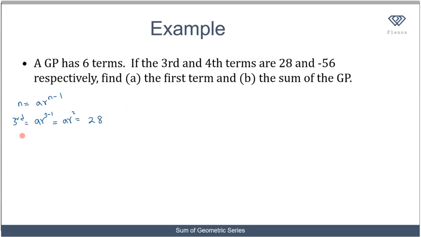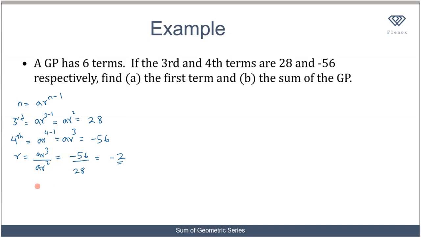and that is given as 28. Now the fourth term will be AR raised by 4 minus 1, which is AR cubed, and that is equal to minus 56. If you recall, the common ratio is gotten by dividing two consecutive terms. So by dividing AR cubed over AR squared, we get R. This is like dividing the fourth term by the third term. So we have minus 56 divided by 28, and we get our common ratio to be minus 2.